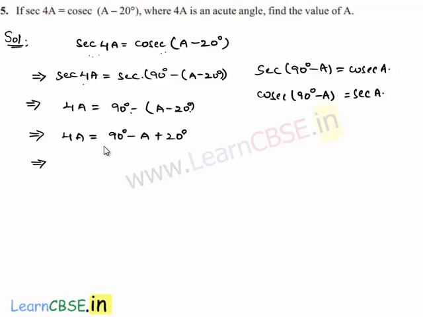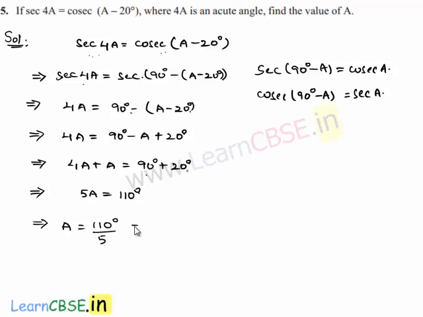Let us transpose minus A to the left hand side, that becomes 4a plus A is equal to 90 degrees plus 20 degrees. Now 4a plus A is nothing but 5a, which will be equal to 90 degrees plus 20 degrees, that is 110 degrees. By transposing 5 onto the right hand side, we get A is equal to 110 degrees by 5, and here 5 goes in 110 22 times. So finally we got A is equal to 22 degrees, which is the required solution.